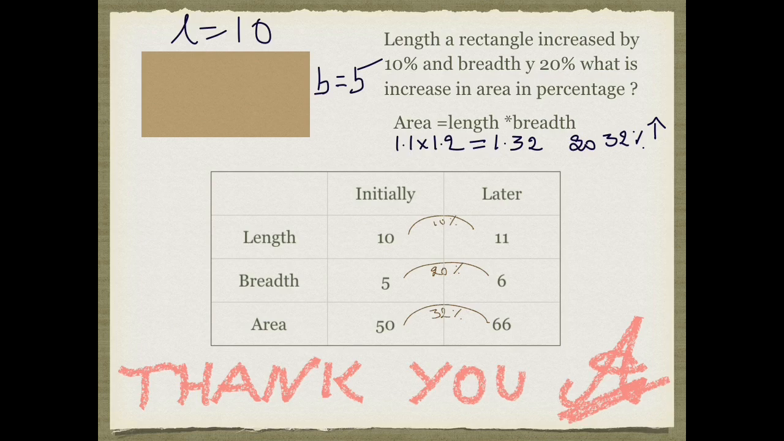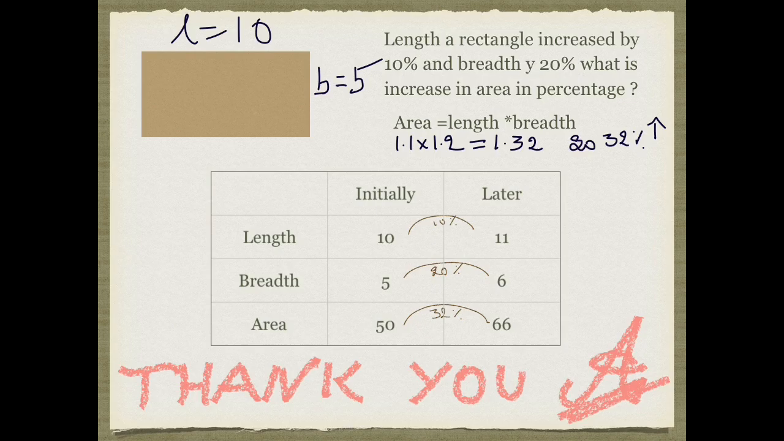So finally, we will work out with a rectangle. Length of a rectangle increases by 10% and breadth by 20%. What is the increase in area in percentage terms? You don't need to bother about length and breadth in meters or anything like that. The question is in percentage and the answer should be in percentage. So area is equal to length into breadth. Length went from 1 to 1.1, breadth from 1 to 1.2, a 20% increase. So 1.1 into 1.2, 1.32. So area went from 1 to 1.32, that means a 32% increase.